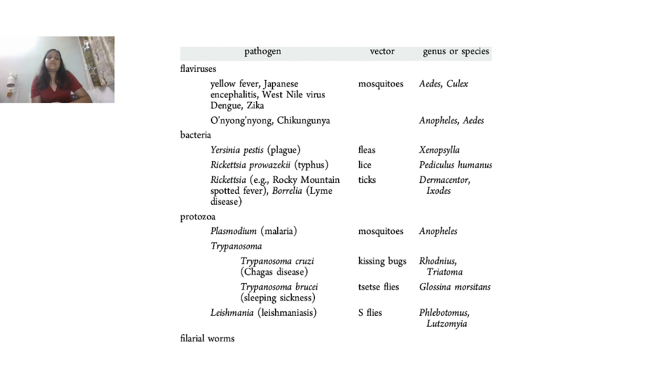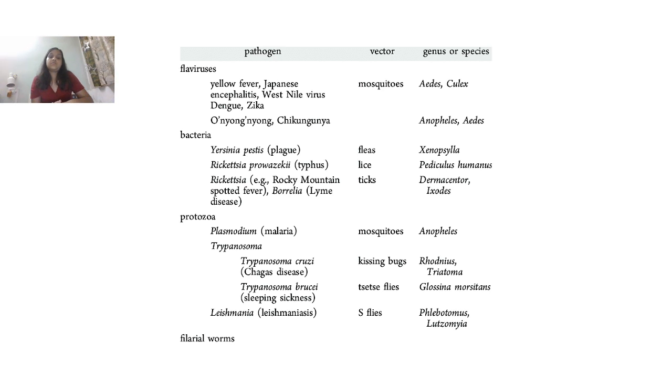Then apart from that, there are protozoa. There is Plasmodium, which causes malaria, and the carriers are again mosquitoes. Here, the genus is different from the chikungunya or Zika or dengue virus, and it is Anopheles. Then there is Trypanosoma cruzi, which causes Chagas disease, and it is carried by kissing bugs. The genera include Rhodnius and Triatoma.